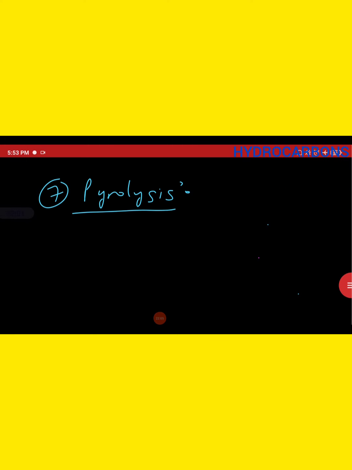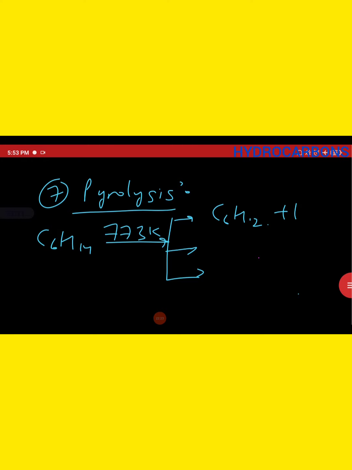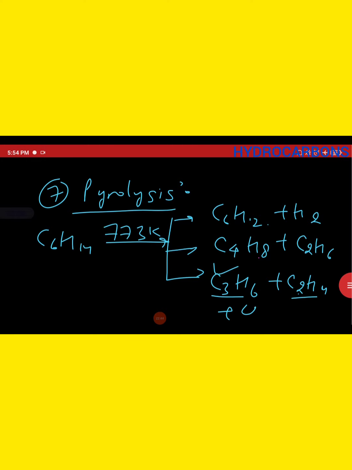Next is pyrolysis. When higher hydrocarbons like hexane are heated at higher temperature, they break down, decomposing into lower alkanes. For example, in case of hexane, it breaks to form hexene plus hydrogen, butene plus ethane, and ethene plus propene plus methane. So this is the pyrolysis reaction. This was all about physical and chemical properties of alkanes. Thank you.